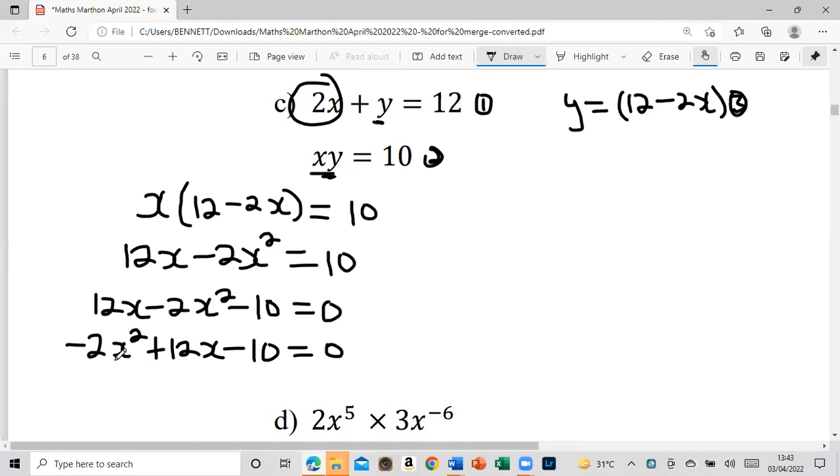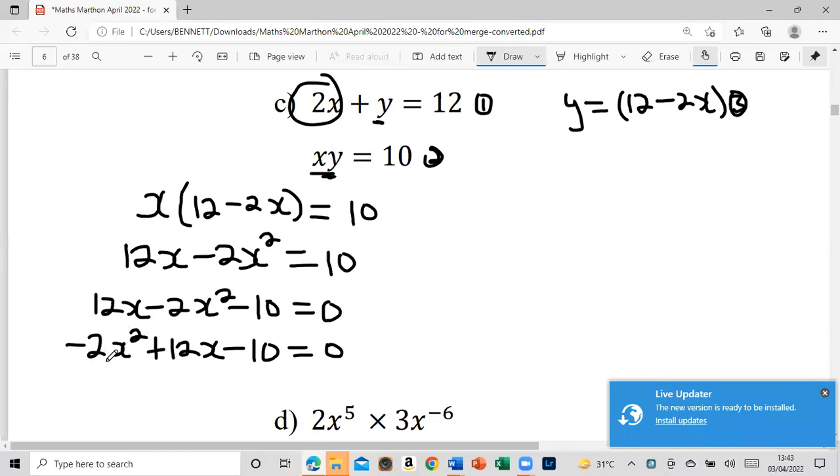What I want is to have this be positive. So what I'm going to do, I'm going to divide by -1. So I have a positive 2x squared. I feel more comfortable with that. But it's an equation, so I'm going to divide everything by -1. So our positives are going to become negative, and our negatives are going to become positive. So -1 divided by this, we get positive 2x squared. This is going to become negative 12x, and this is going to become positive 10.